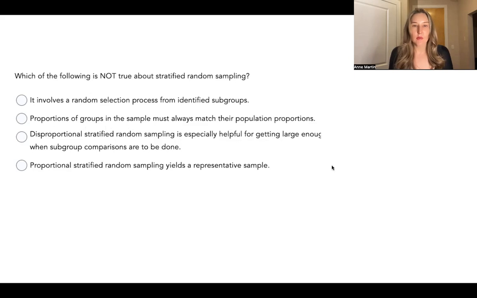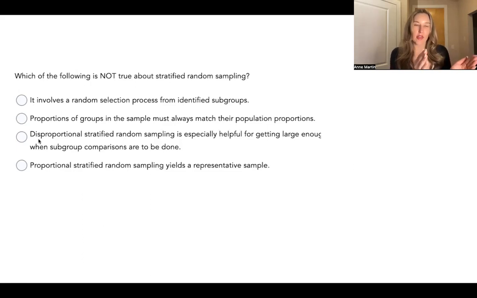Proportions of the group in the sample must always match their sample population. Now that is not true, because it is okay that the proportions are different based on whatever the source of interest is in the study. And that goes with this choice here, because it's talking about disproportional stratified random sampling being especially helpful when getting a large enough sample of a subgroup is necessary for the design. So this is an appropriate method if you already know it's going to be hard to get enough of a certain group.